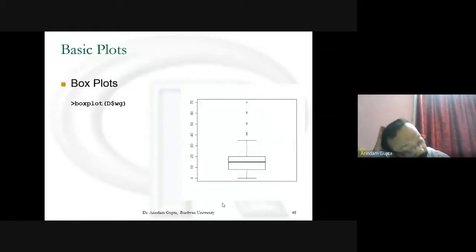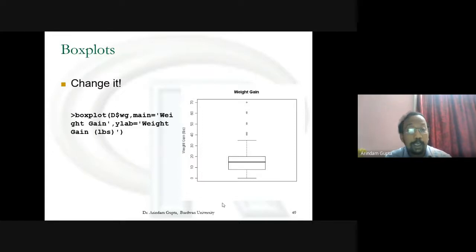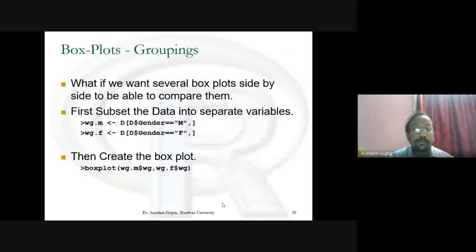The box plot function is boxplot. Within brackets, put the variable name, and you produce this box plot. You can change the title of the box plot, the title of the graph, with main, ylab, like this.